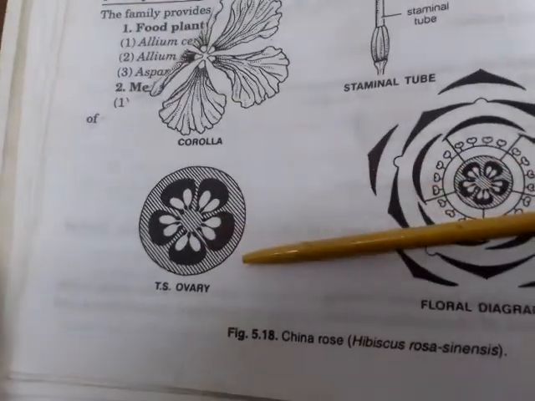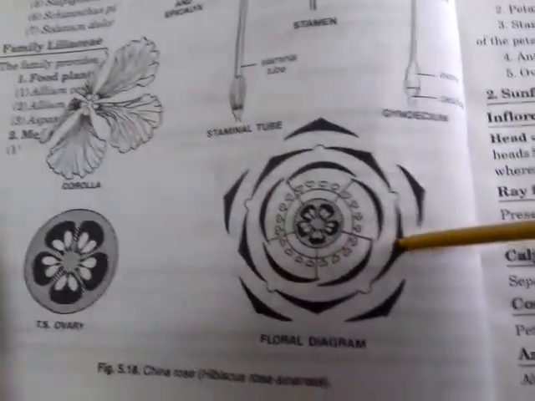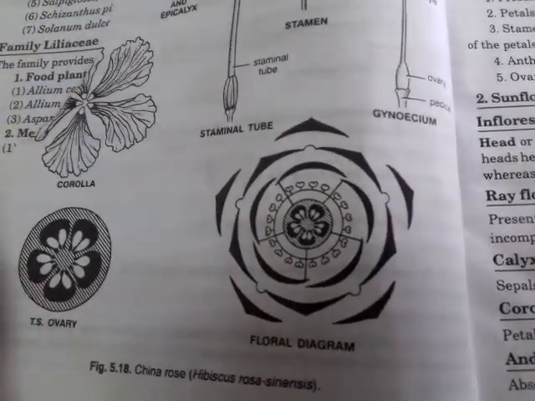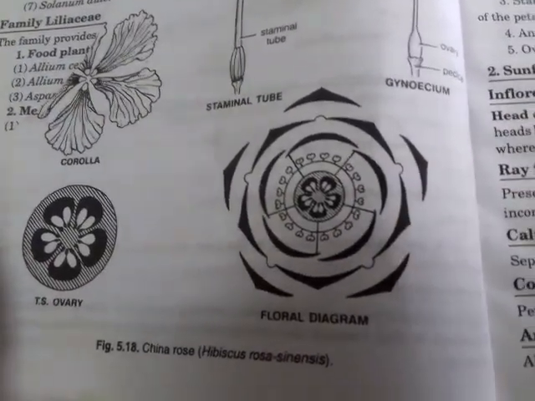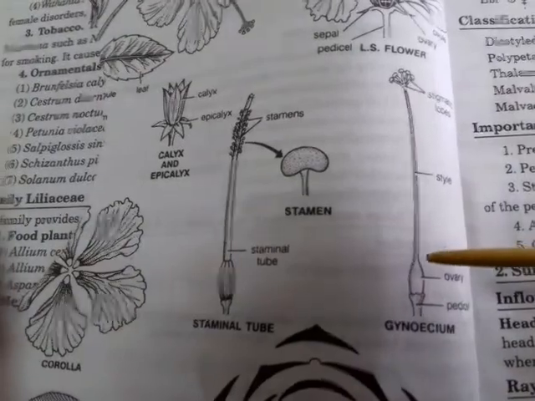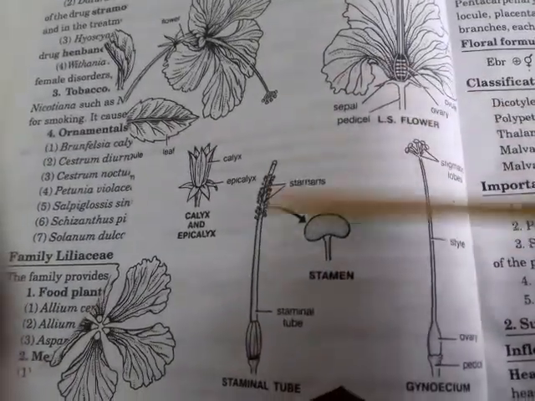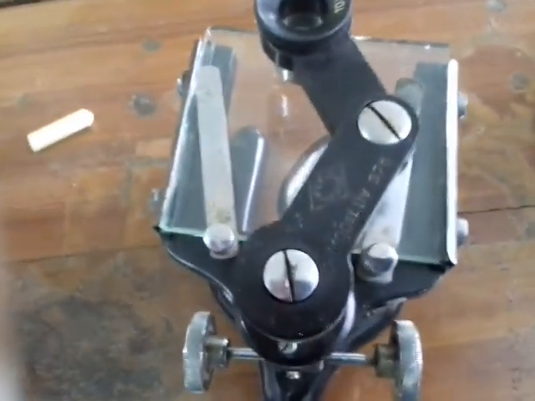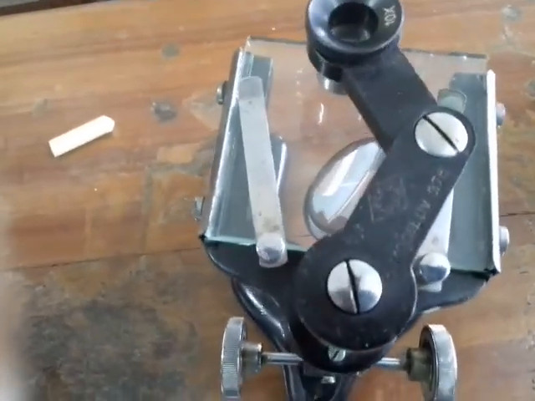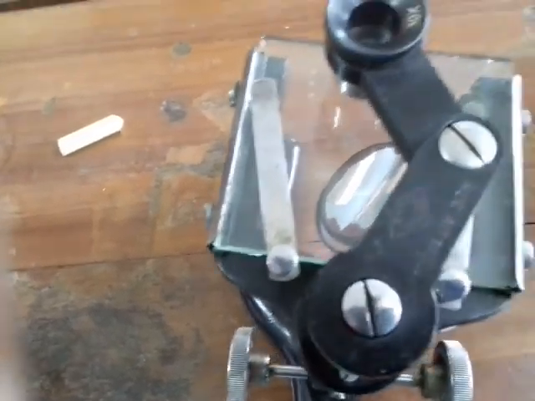Sometimes you are asked to draw the TS of the ovary, or the floral formula is very common. Floral diagram, floral formula I have shown you. Sometimes you have to draw the tip of the anther. This you have to see under the dissecting microscope. So this is the dissecting microscope. You can put it on the stage, on the slide, and you can see with this.